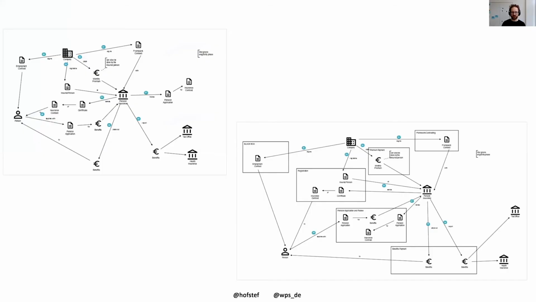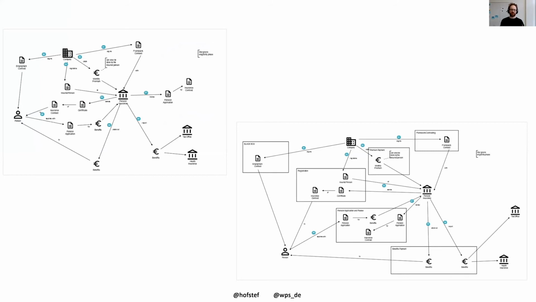So the task here was to find those slices, where you can really say, okay, this part of functionality, that's in DDD terms a bounded context. So we were looking for bounded contexts, or actually for subdomains that then become bounded contexts. And interestingly, we used a mix of domain storytelling and event storming here.